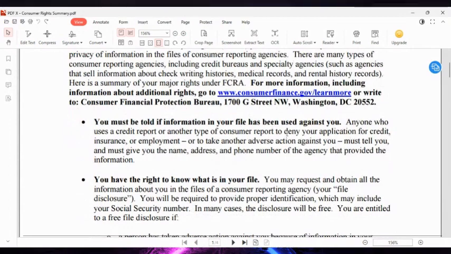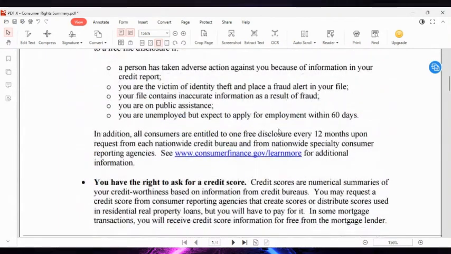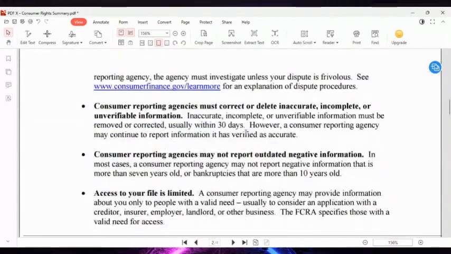But it's just little snippets. And again, this is very important. This is that pin that I wanted you guys to have mentally in your head. These are little snippets and points of your rights under the FCRA. I wanted to show you guys something in particular.